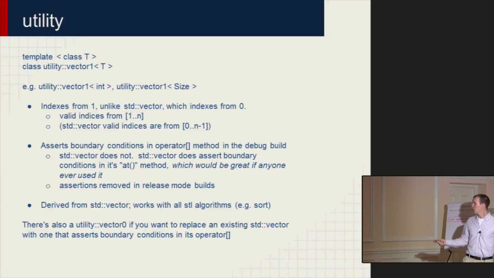If you have some code that already exists that uses standard vectors, I'd recommend replacing the standard vectors with utility vector zeros. Utility vector zeros are just the same thing as utility vector ones, except they index from 0. The key thing is that they assert the boundary conditions. We'll actually have a lab tomorrow where you're going to see a boundary condition get violated in the GDB lab. It will trap in GDB, and it will be much faster for you to find this bug.